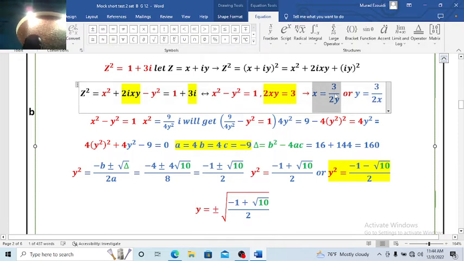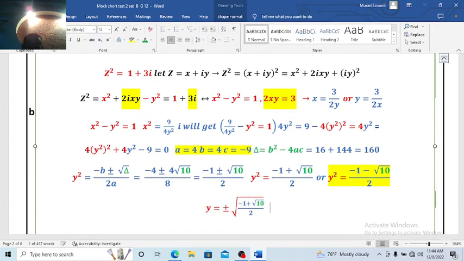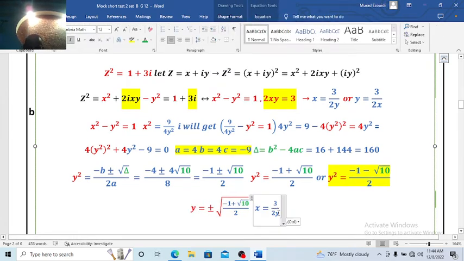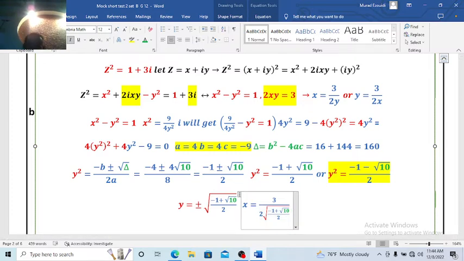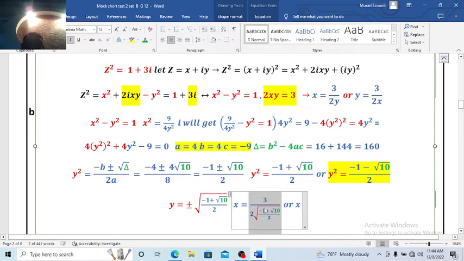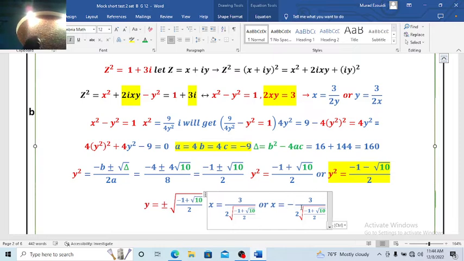So x equal 3 divided by 2y, which means I will take the positive one first, then I will take the negative one. Therefore x equal 3 divided by 2 times the square root of minus 1 plus the square root of 10 divided by 2, or x equal the same value but with a negative sign, negative 3 divided by 2 times the square root of minus 1 plus the square root of 10 divided by 2.